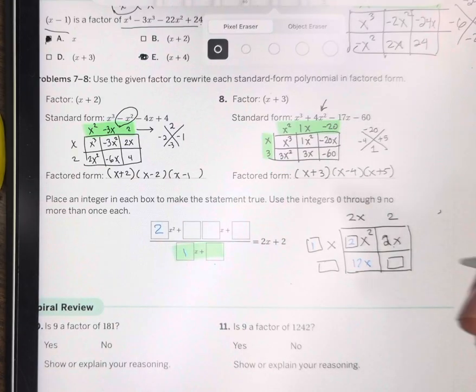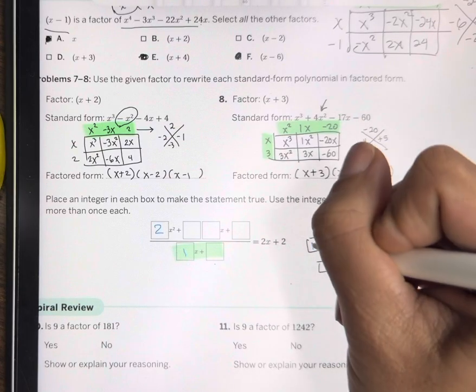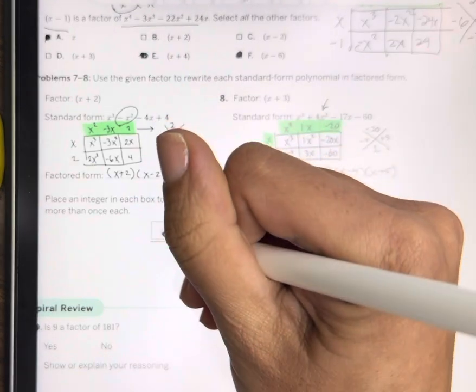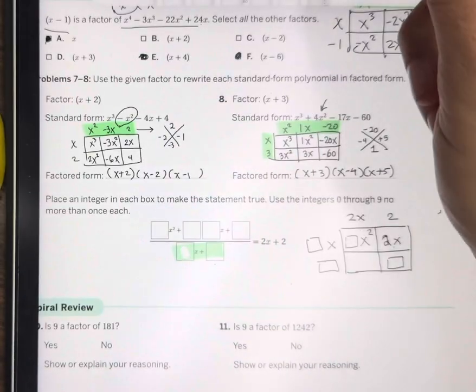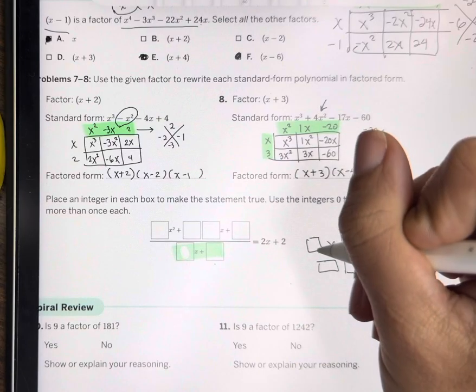So we've been doomed before we even started by using the 2 and the 1. We can't do that. We need to save our 2 and 1 for later. Okay, let's go back to the beginning. 2x right here. What number do we want here?